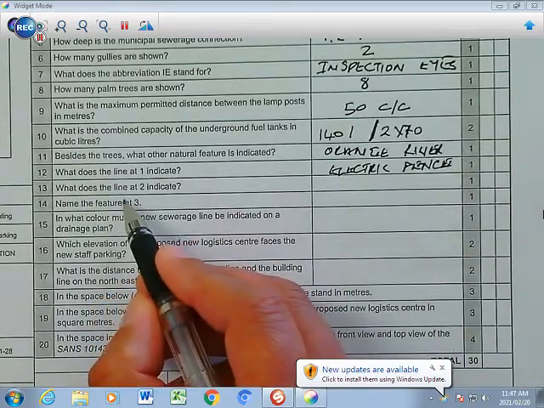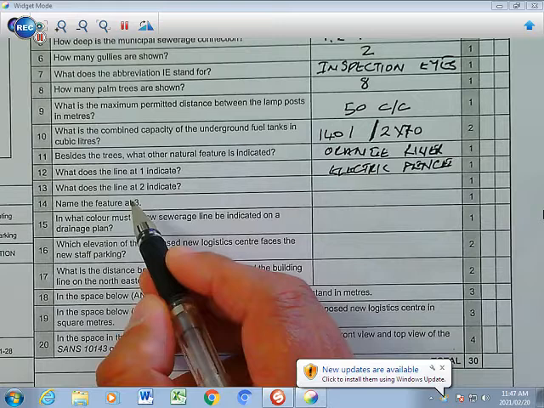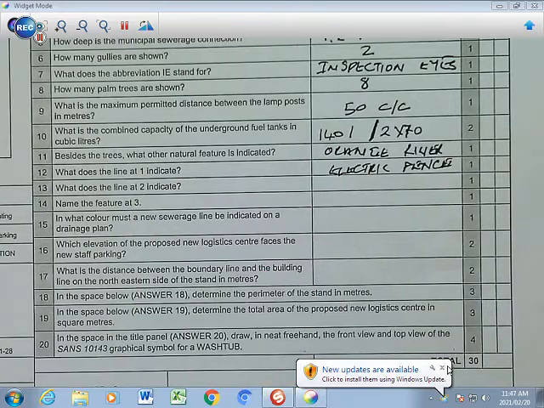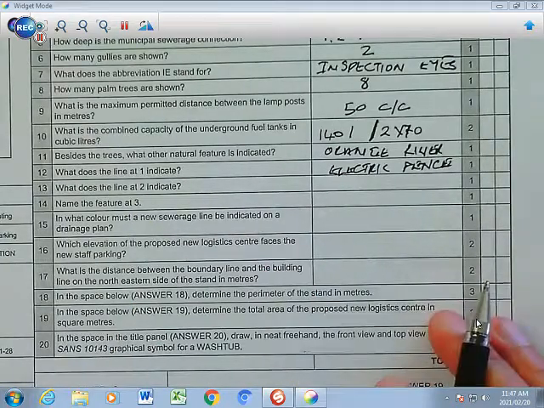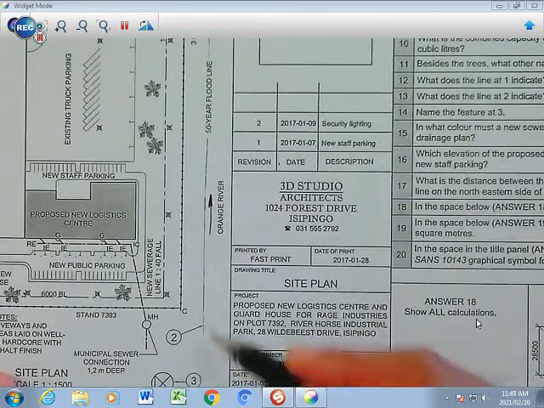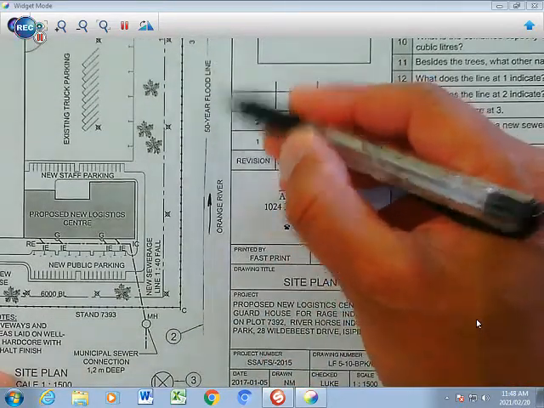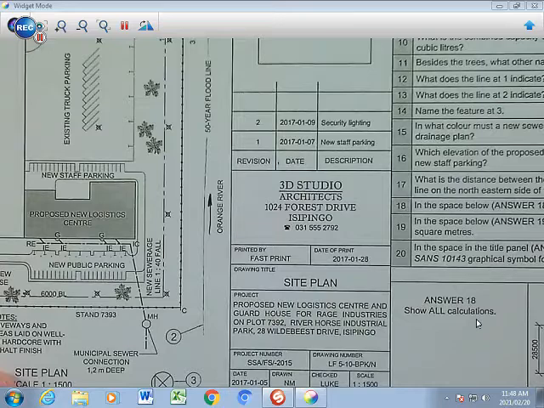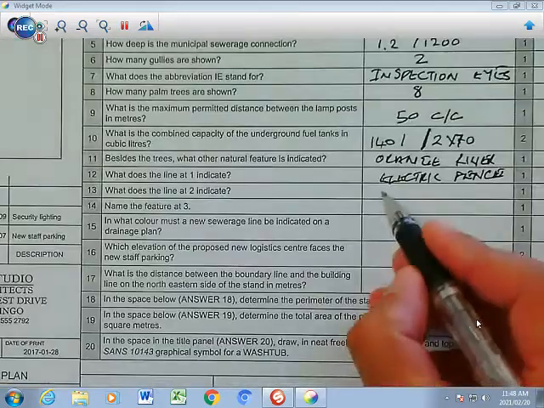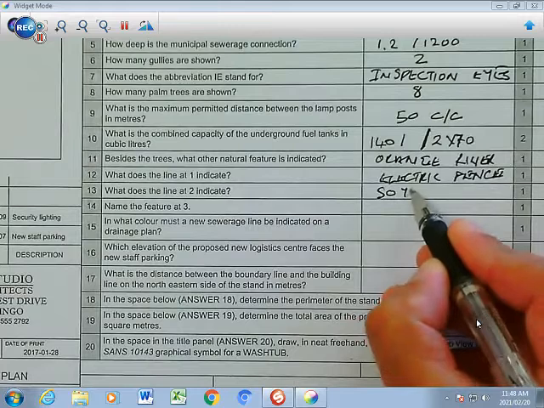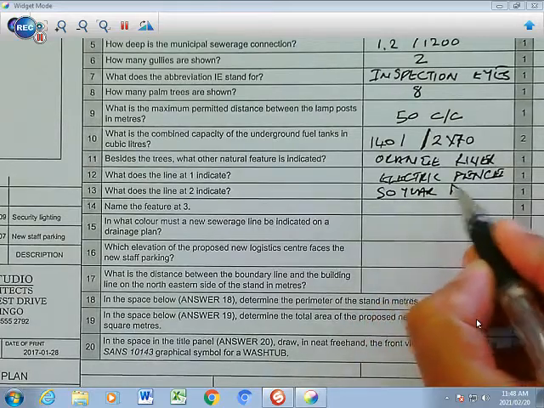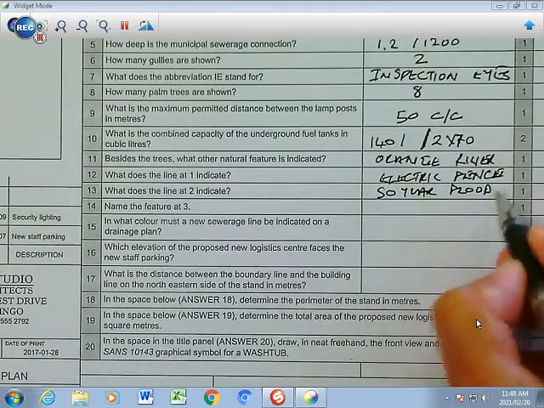What does the line at 2 indicate? So we're going to go to number 2, and number 2 refers to this here, which says here, this is the 50-year flood line. Okay, so it's a flood line. That is going to be 50-year flood line of the river. Okay.